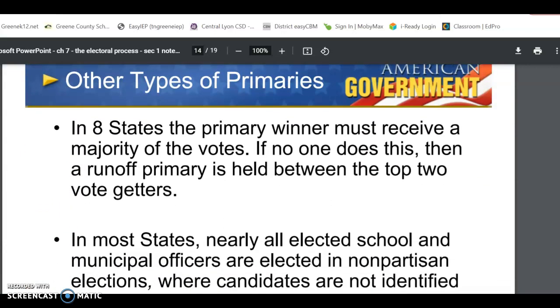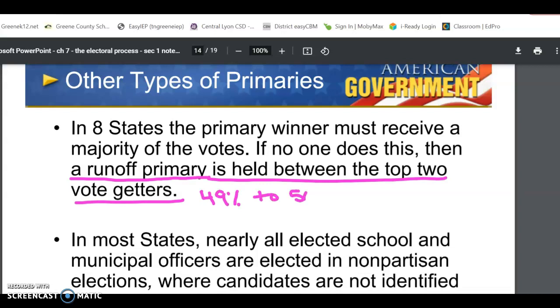There are some other types of primaries. One that we've heard a lot about in the news here in our last election cycle was a runoff primary, and it is held between the top two vote getters. It's usually when nobody gets the majority of the vote. So like if somebody won 49% to 50%, they would say that it was too close, and they would do a runoff primary.